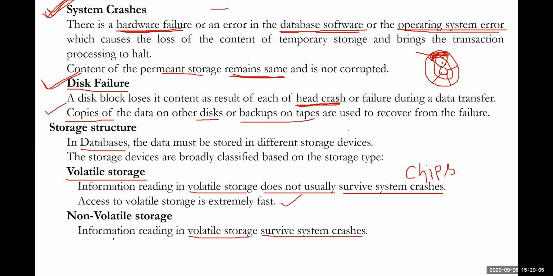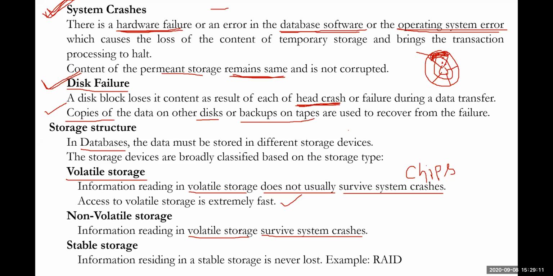And the third type is stable storage. In stable storage, you never lose the data. You could not lose the data, it is recoverable forever. The best example of stable storage is RAID, redundant array of inexpensive disks. RAID is one particular technology.